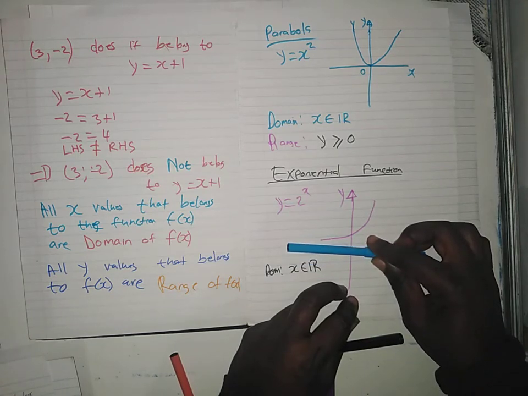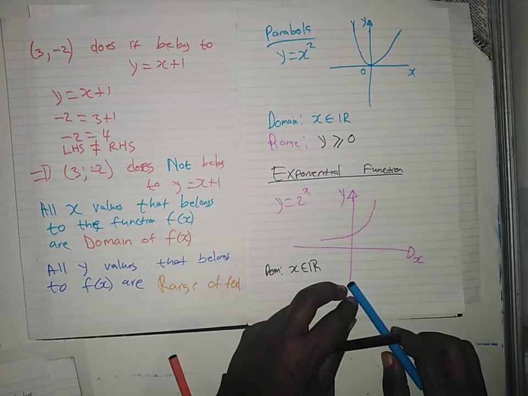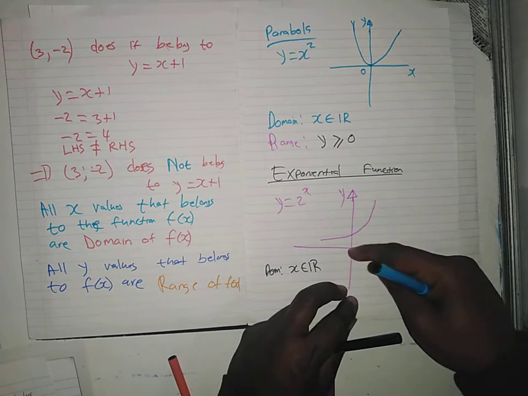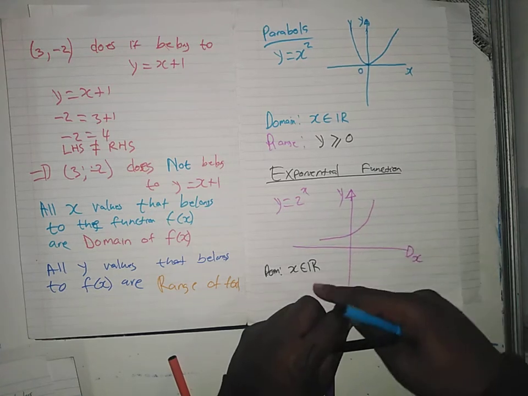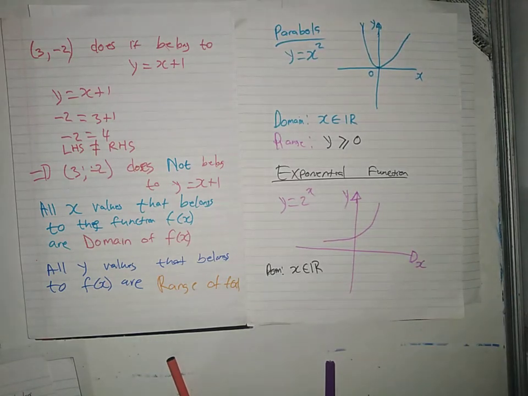So y equal to 0 is not part of the range. But once you say 0.00001, it starts being part of it. And then 1 and 2 and 3 and so on, they become part of it. But from 0 down there, you can see there's no graph here, so this is not part of it. Remember, the domain is the x values that belong to the graph, and the range is the y values.